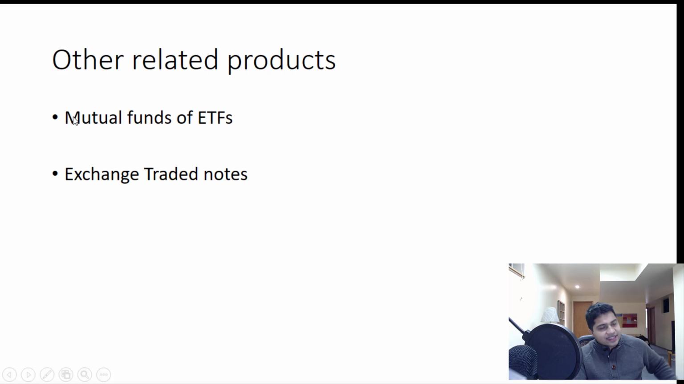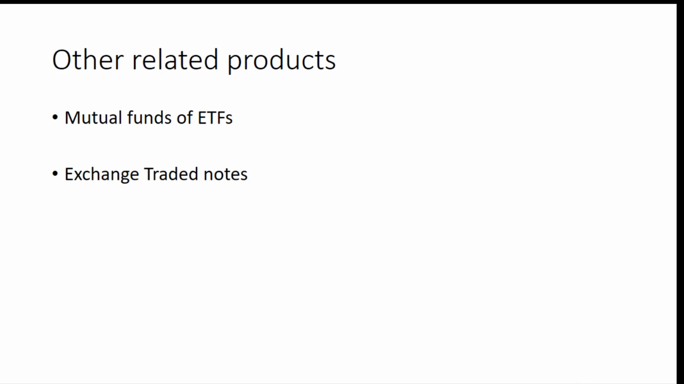Other related products to ETFs are mutual funds of ETFs. These are mutual funds that invest in ETFs. Then there are exchange traded notes. Exchange traded notes are generally guarantees that are given by banks. These are not generated by the fund houses, these are generated by banks, and the bank guarantees to pay you based on the index performance. So you invest $100 with the bank, and based on the index performance the bank will pay you interest. These are called exchange traded notes. They are quite different from ETFs because they also have counterparty risk. If the bank defaults, then the notes default.